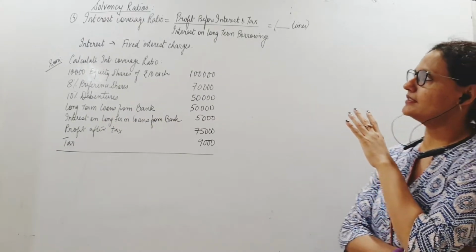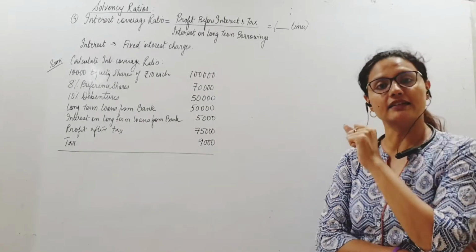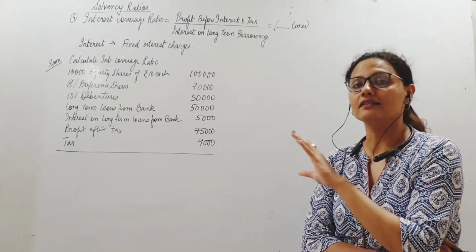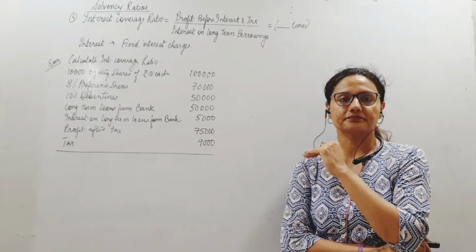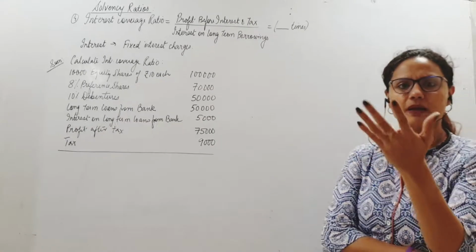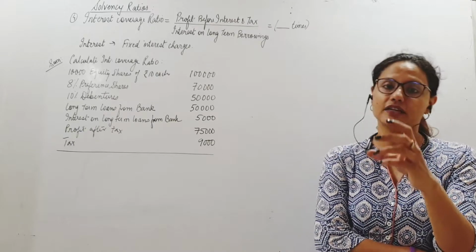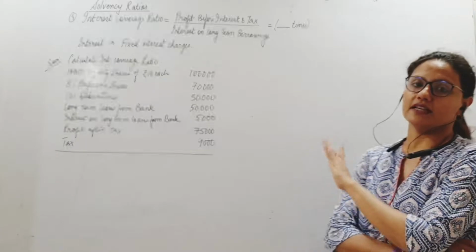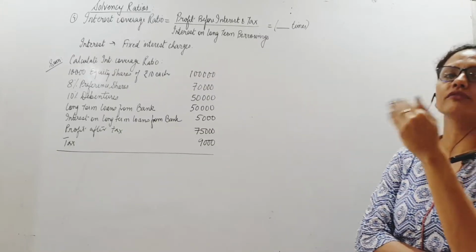This is the first solvency ratio which judges the relationship between profit before interest and tax, meaning profit before deducting interest and tax, divided by interest on long-term borrowing. Long-term borrowing such as banks, debentures, public deposits, all these have fixed interest expense for the company. So those interest elements we are talking about. And the answer will come in some number of times.